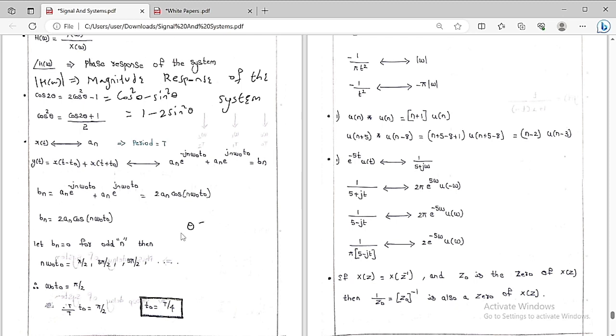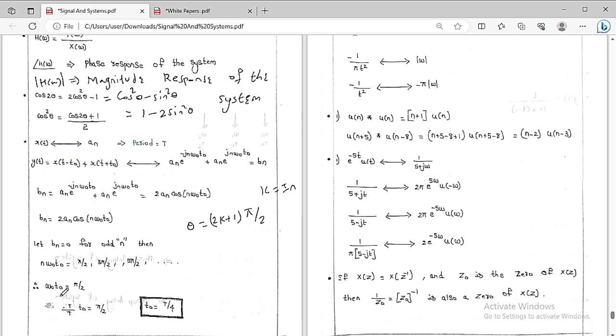So theta is equal to (2k plus 1) times pi by 2, for k equal to integers. Suppose you substitute theta is equal to n omega naught t naught, and substitute k equal to 0, you get pi by 2. If k is equal to 1, it is pi by 2. If k is equal to 2, we are going to get pi by 2. So by comparing, what is the common thing? Pi by 2 is common, and the remaining terms are odd numbers. So omega naught t naught is equal to pi by 2 by comparing.